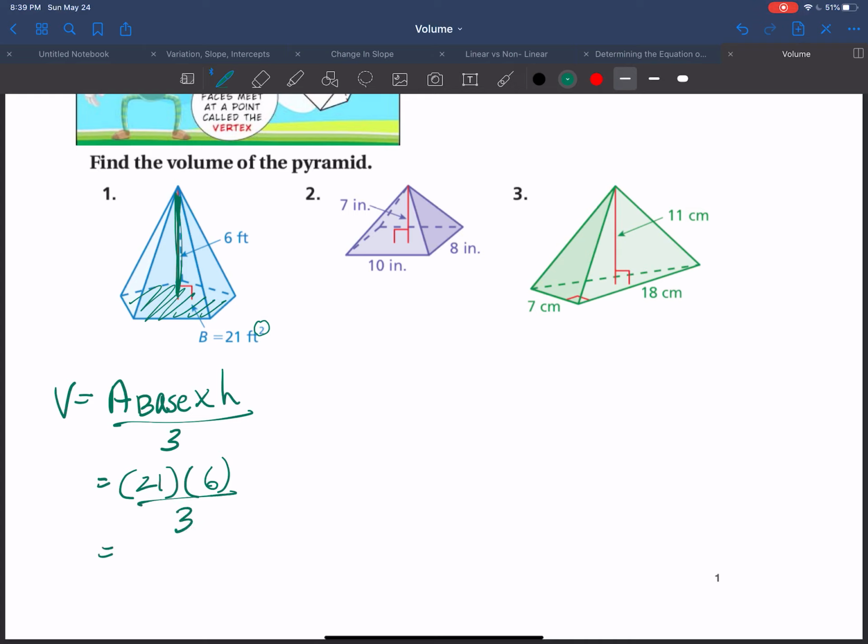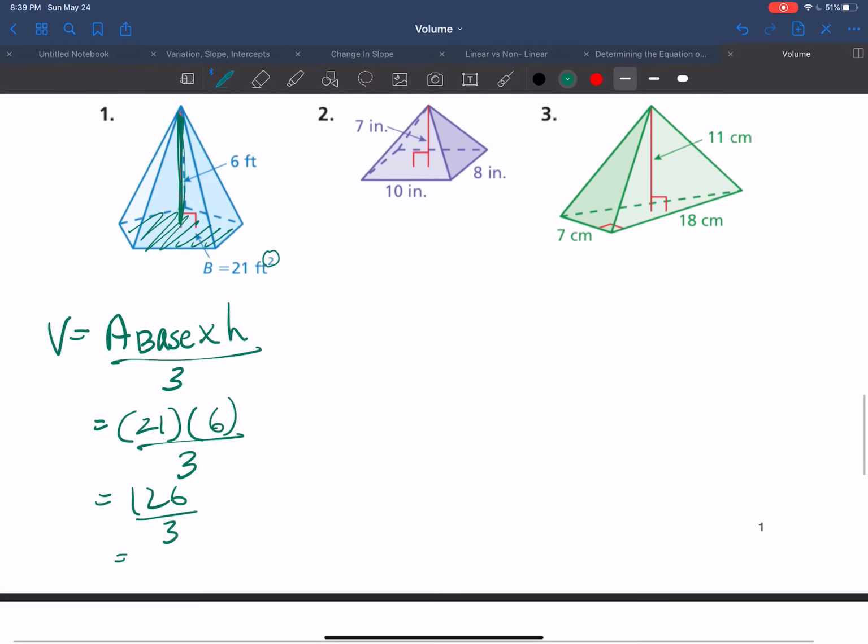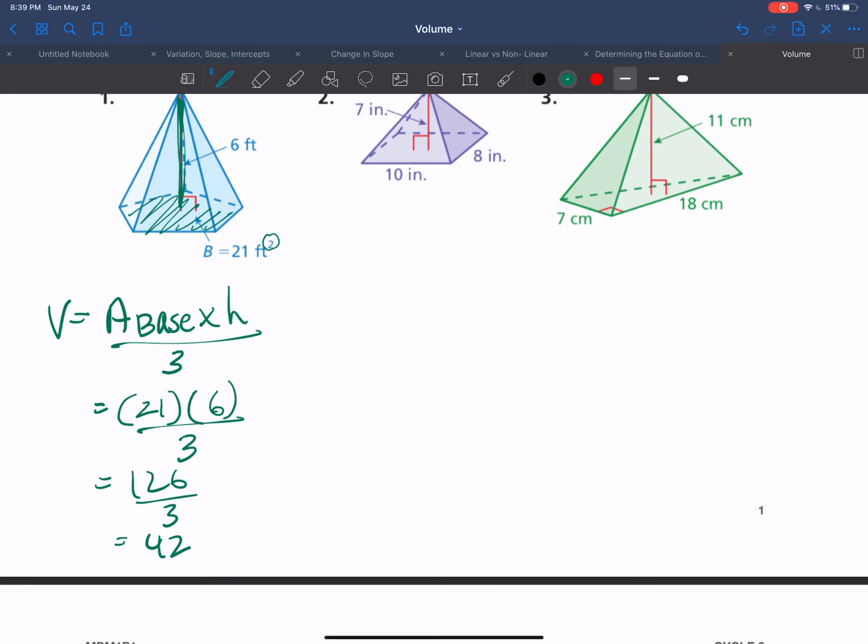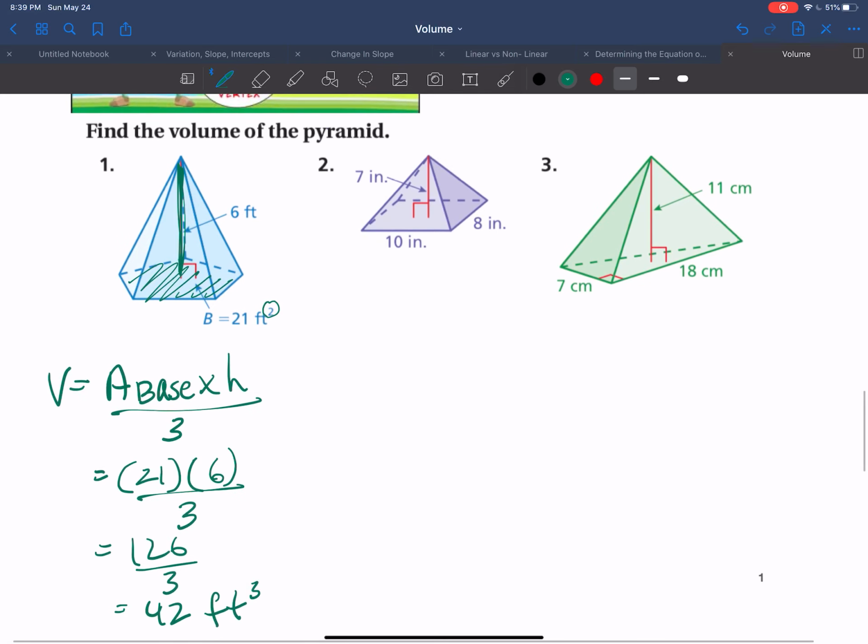So you'd multiply that and divide by 3. So 21 times 6 is 126. And then we divide that by 3 to get 42. 42, and we're talking about volume, so cubic feet, or feet cubed. Okay, so I'm going to skip number 2. I think you guys can figure that out.